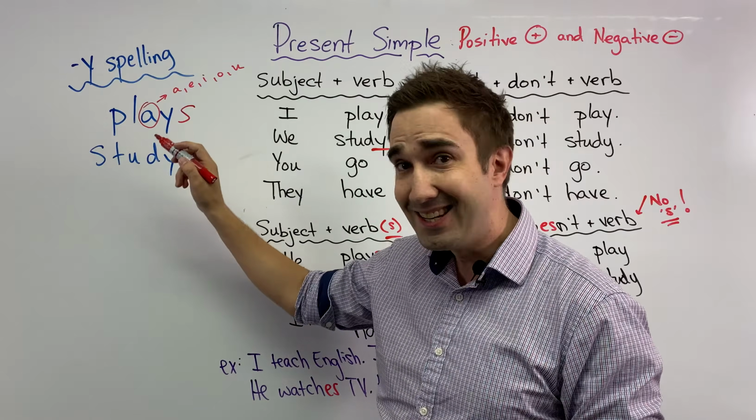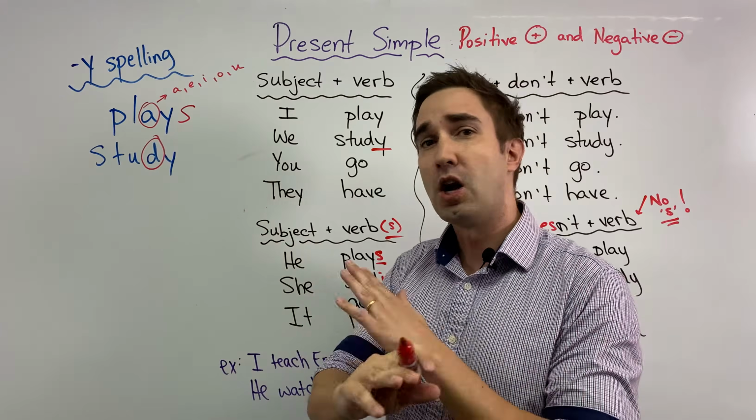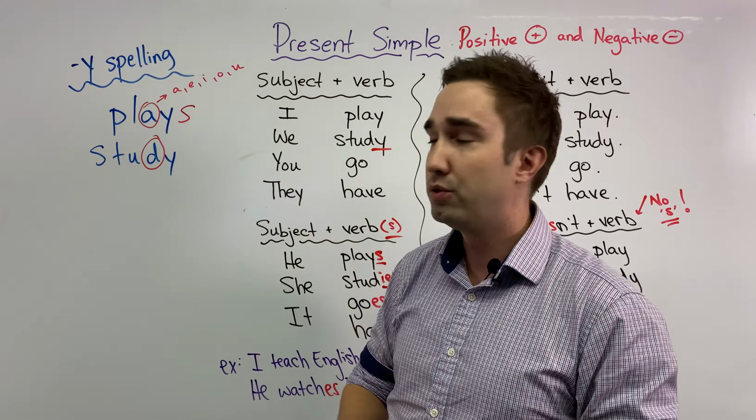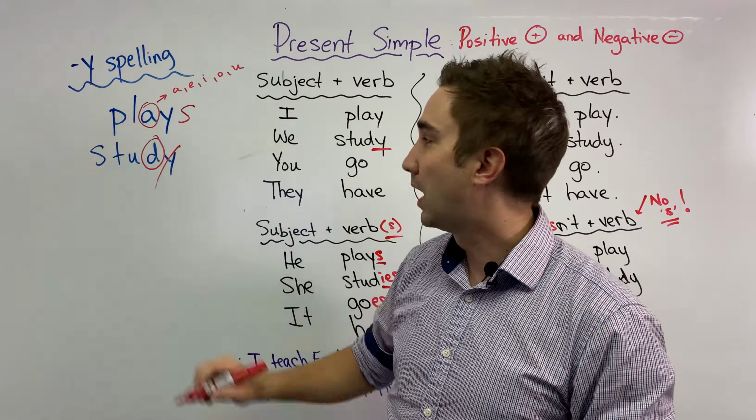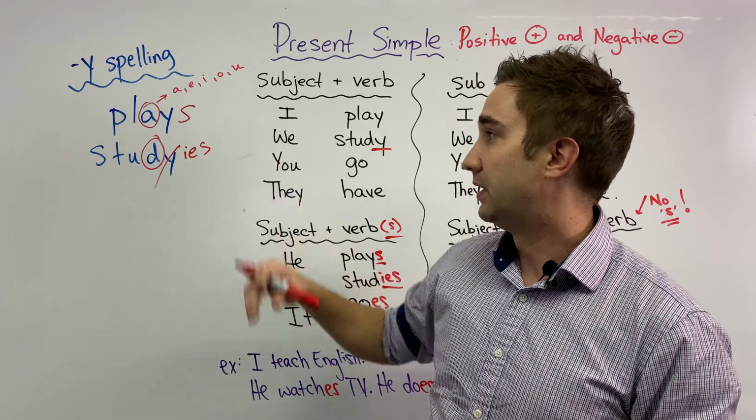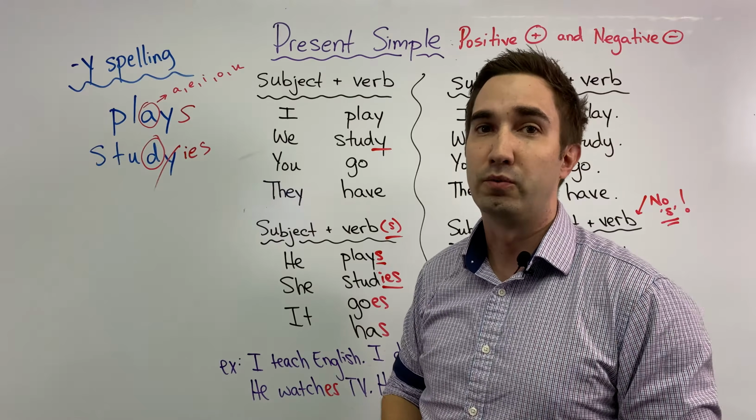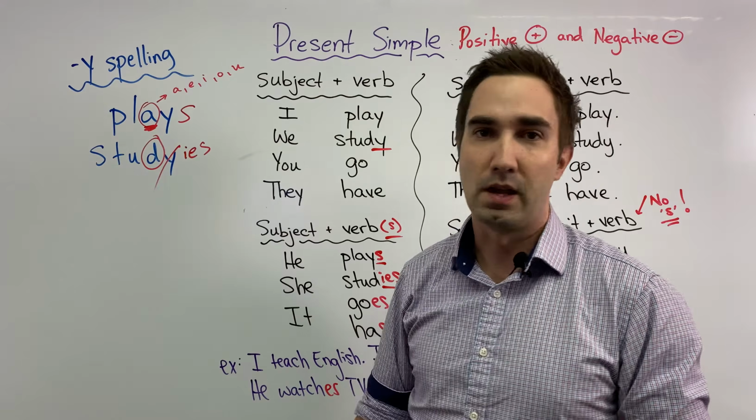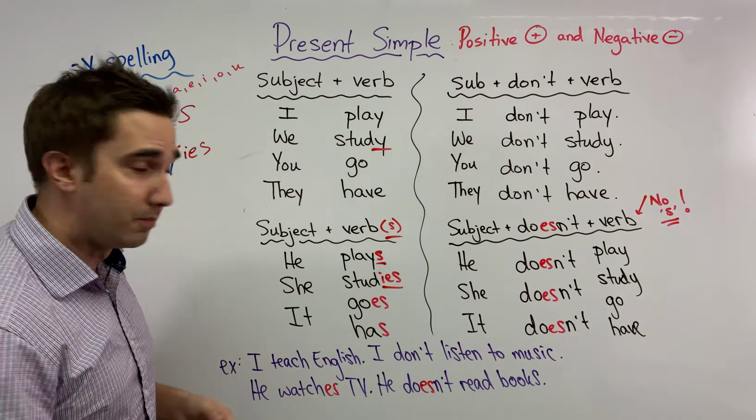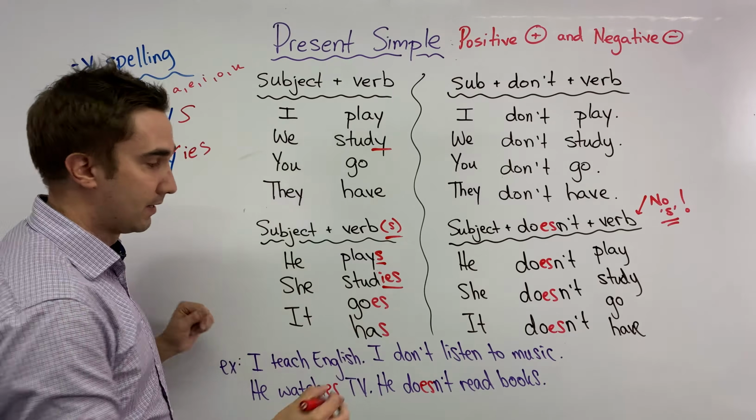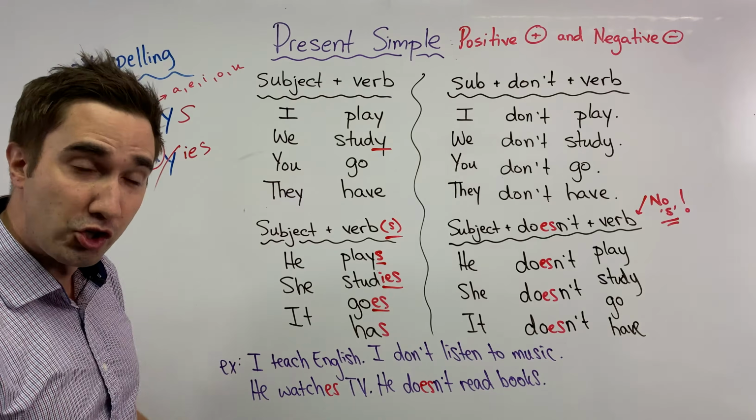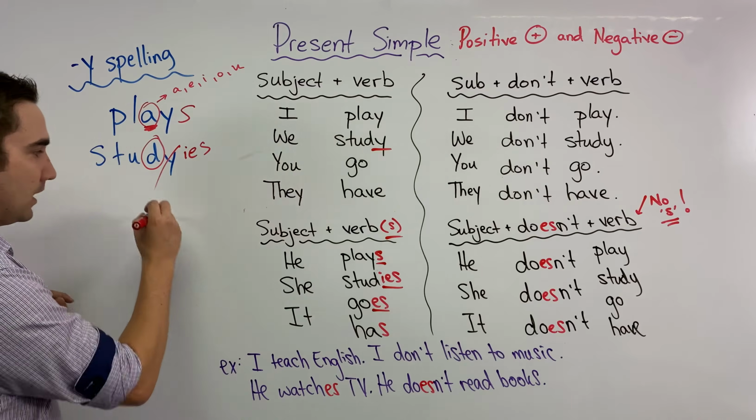Now, if we look at study, D, that's not a vowel, right? That's a consonant. It is not A-E-I-O-U. So we simply take away the Y and we add IES. All right, so plays and studies have a different rule, and it's because of this guy right here. Okay, so any verb that ends in an O will add ES. Okay, go, or many other verbs like wash, watch will add an ES.